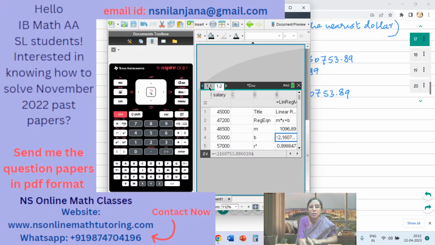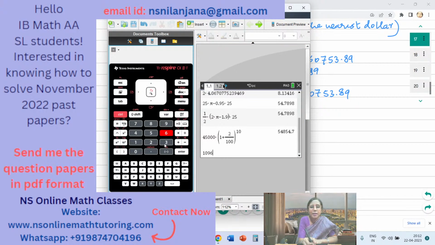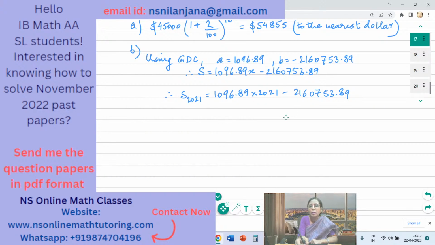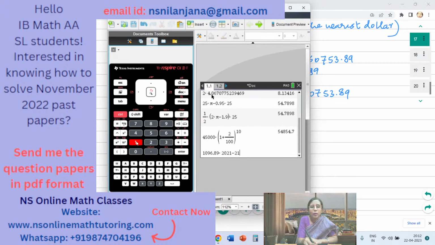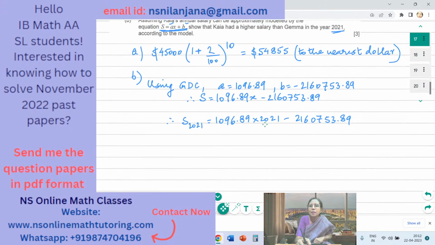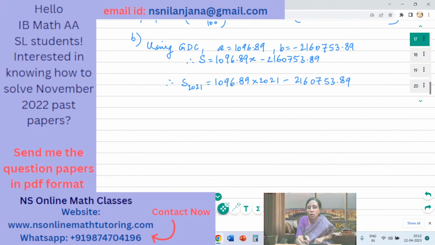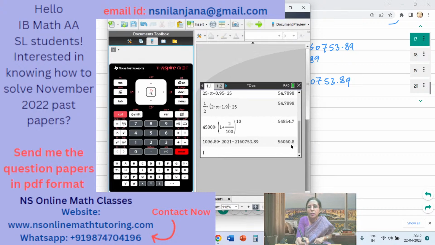Let me calculate: 1096.89 times 2021 minus 2160753.89 is equal to 56060.8. They have asked us to just show that it is higher. They did not say up to the exact or nearest dollar or something. So I can give this value, 56060.8.